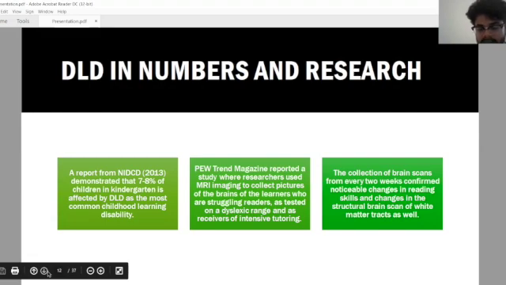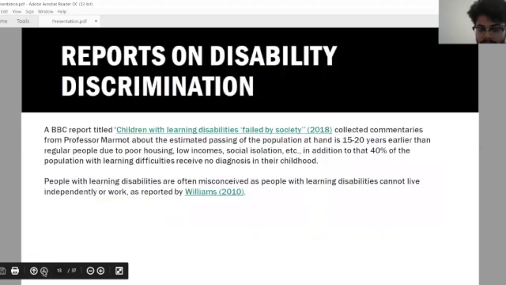And although scientific research is the only way assigned to us to combat the public isolation of the target population, in order to confirm that discrimination against individuals with different learning disabilities still persists, a BBC report titled Children with Learning Disabilities Failed by Society collected commentaries from Professor Marmot about the estimated passing of the population at hand being 15 to 20 years prior than regular people due to poor housing, low income, social isolation, bullying, etc.